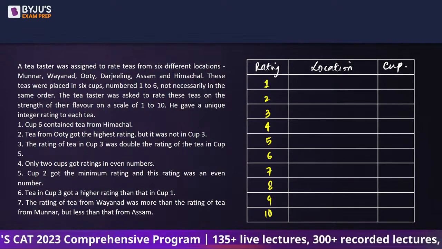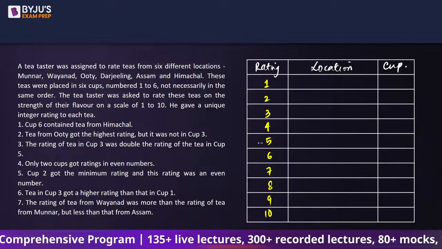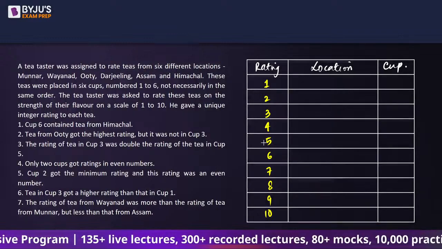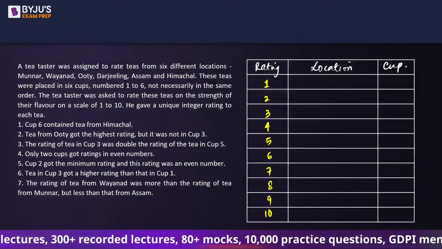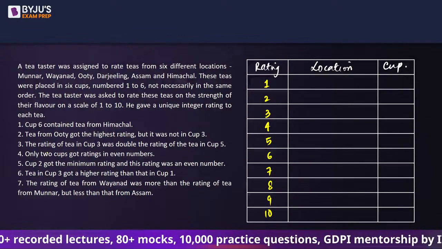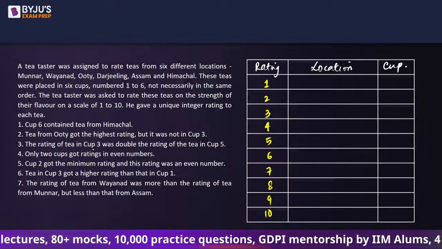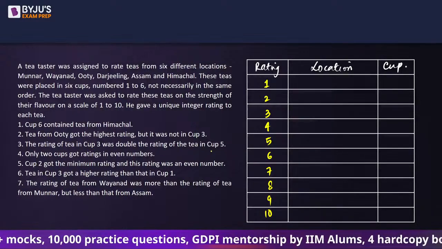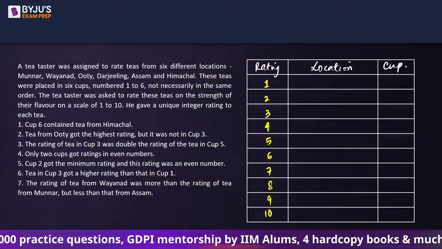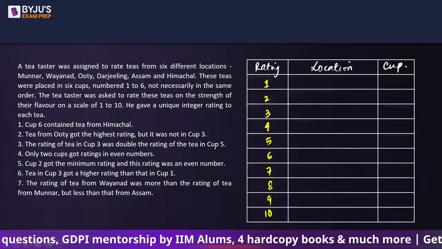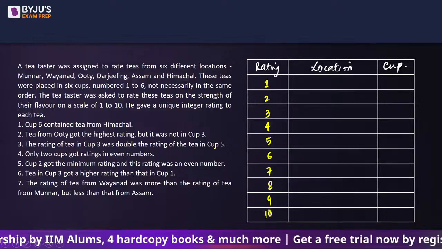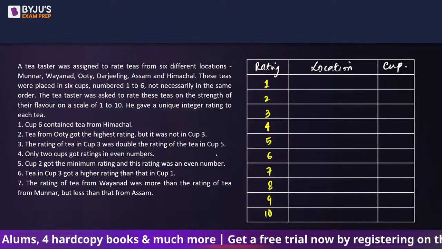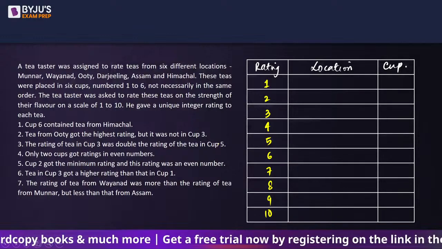Okay, so we have a certain part that exceeds. So let's extend it, it will become a little easier. The rating of tea in cup 3 was double the rating of tea in cup 5. So if cup 5 is rating 1, cup 3 will be 2. If it is 2, it is 4; if it is 3, it is 6; 4, 8; 5 and 10. So there are going to be 5 cases from the third statement.